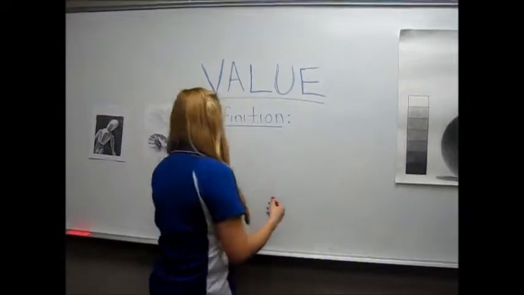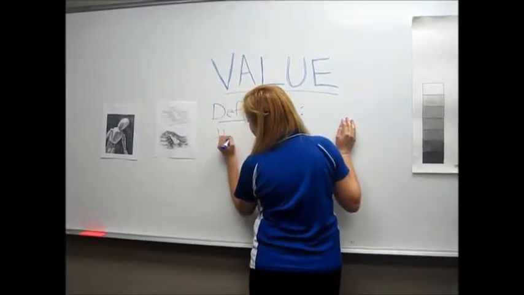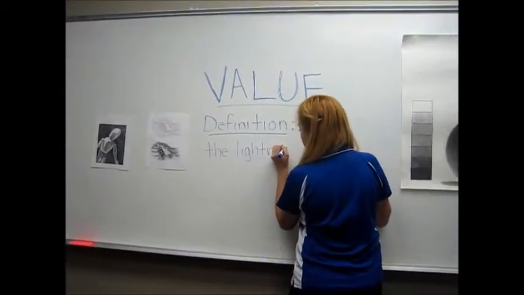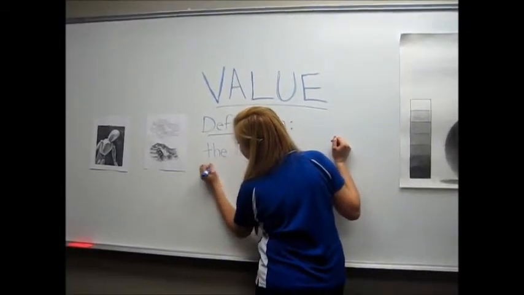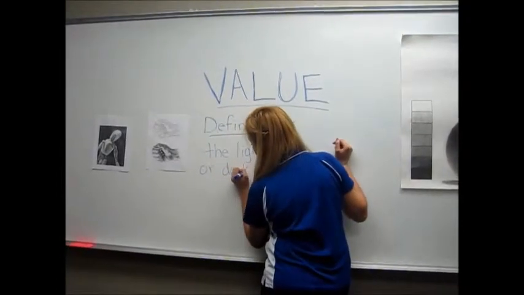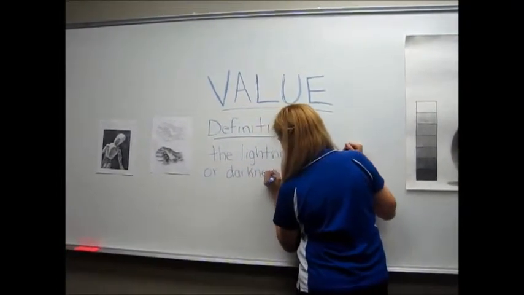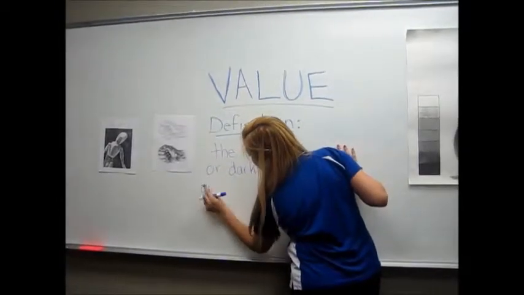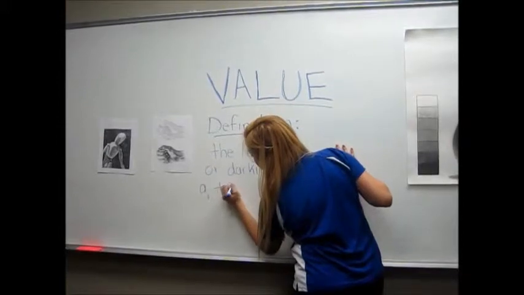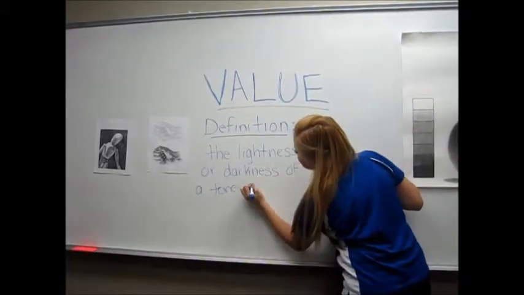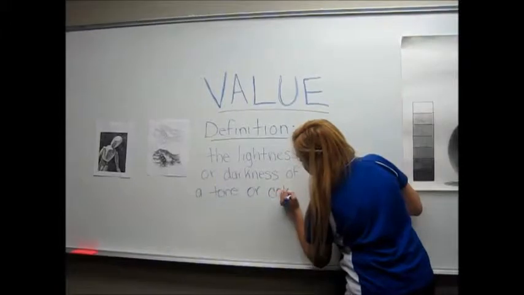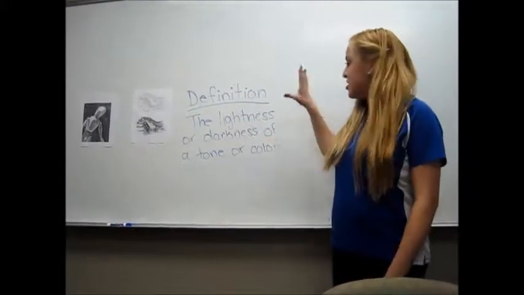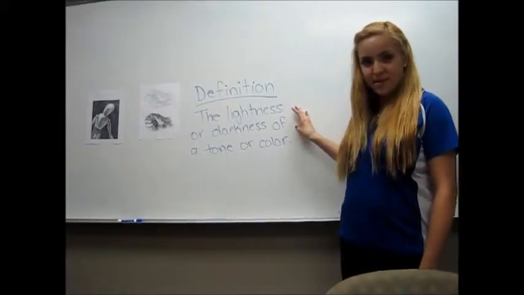But now let's write down the proper definition. So value is the lightness or darkness of a tone or color. So lightness and darkness, do you guys get that? It's pretty much how light something is or how dark something is.